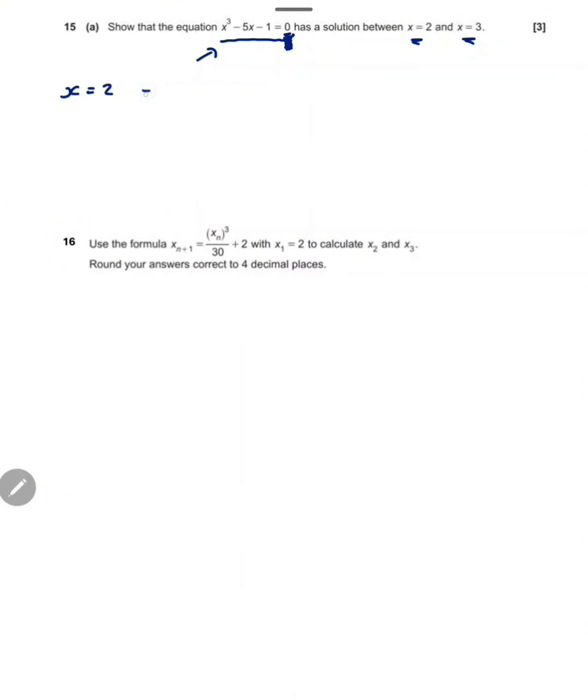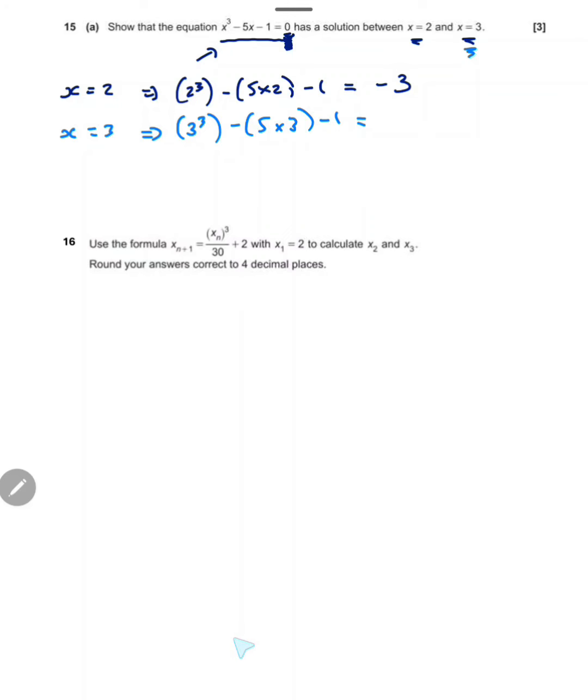So when x equals 2, we're going to do 2 cubed, take away 5 lots of 2, just replacing x with 2, and then take away 1. And this is all calculator work. And my calculator spits out -3. I'm going to now put x equals 3 into this same equation and see what happens. So I'm going to do 3 cubed, take away 5 lots of 3, and take away 1. And again, all on the calculator. And that comes out at 11.